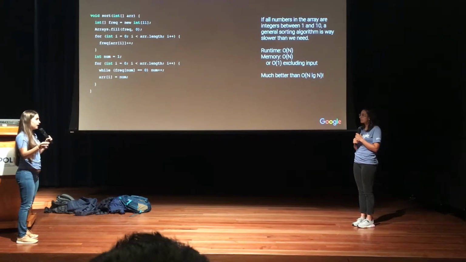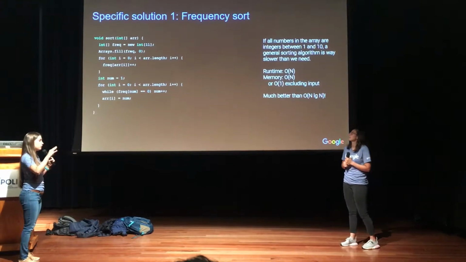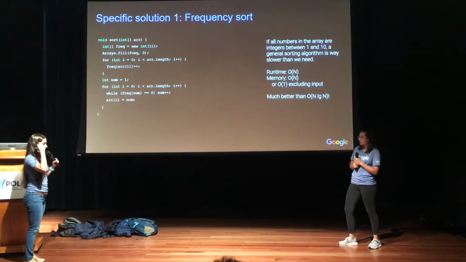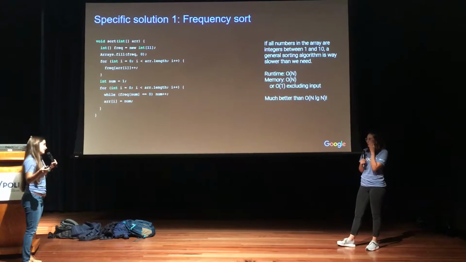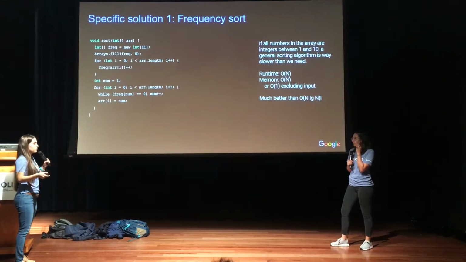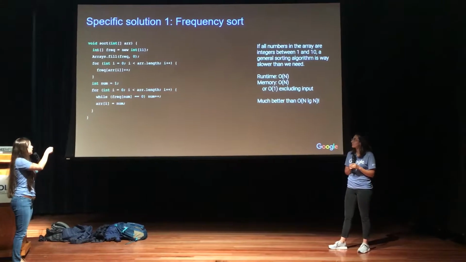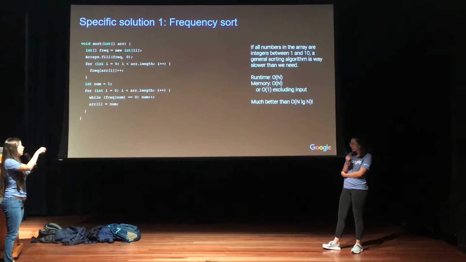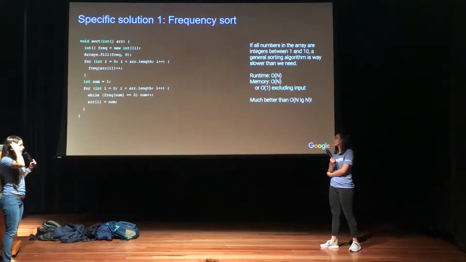Define a new array that contains the frequency, or the count, of each element. So we said it's between 1 and 10, so I guess it needs to have size 11. I have position 0, but I'm not going to use it. So I'm going to define an integer array called frequency of size 11. I want that to be filled with zeros.